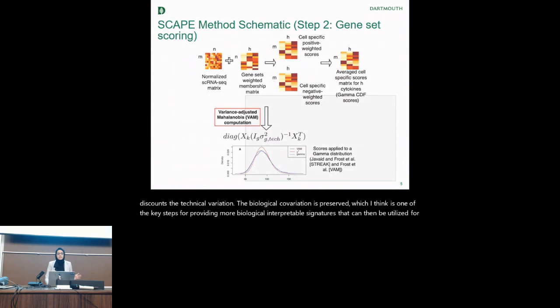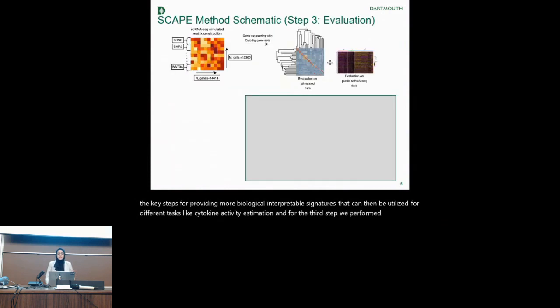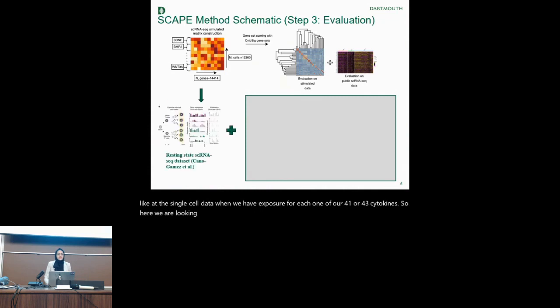And for the third step, we performed evaluation on both public transcriptomics data and also on stimulated signature data, which I think is key because currently we don't have single cell level transcriptomic signatures for humans. So we need to generate stimulation signatures that tell us what the transcriptomic signature looks like in single cell data when we have exposure to each one of our 41 or 43 cytokines. Here we are looking at 41 cytokines.